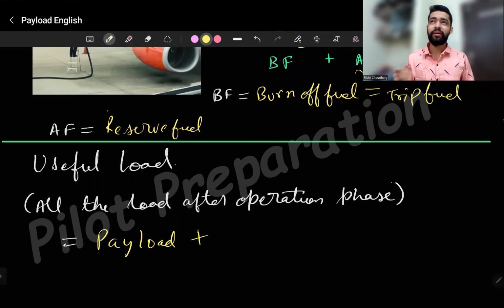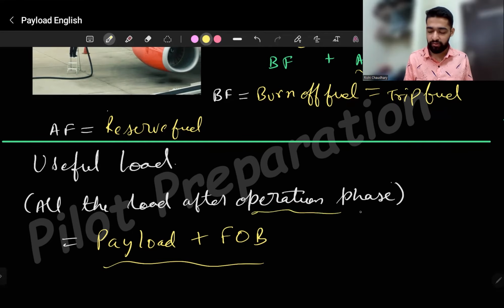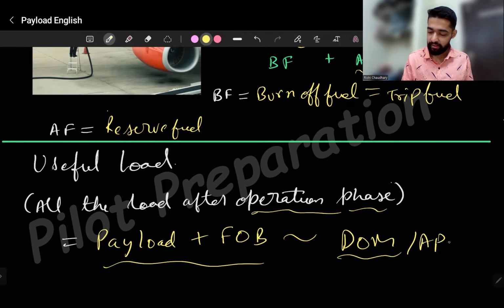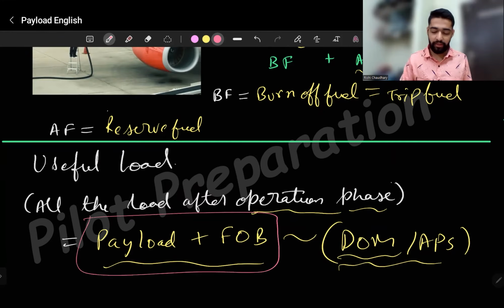Plus, useful load is something the aircraft also wishes for. That means more on the amount of fuel, or fuel on board, right? So we can say it is fuel on board. In this manner, you can remember that useful load is nothing but payload plus fuel on board. All the load after the operation phase, because it does not contain dry operating mass or APS, aircraft prepared for surface. So we are not taking this load. This load is not there. Only this load is there. Correct? So this is my useful load.